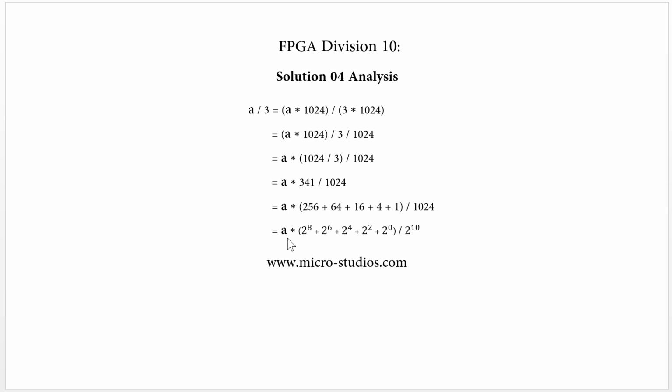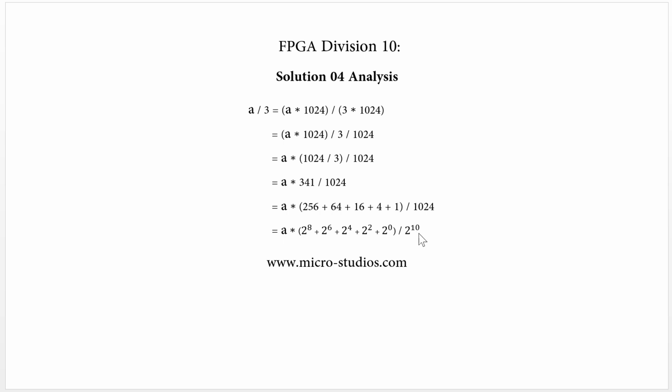So if A times this number, we only need to shift A to the left by 8 bits. If A times this number, we only need to shift A to the left by 6 bits. For this one, shift 4 bits. For this one, shift 2 bits. Okay, so this one needs no shift. And for this one, we only shift to the right by 10 bits.